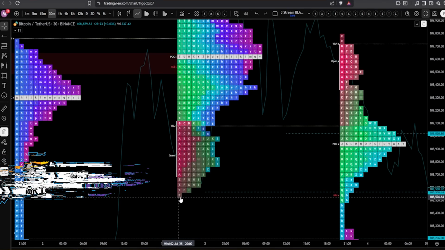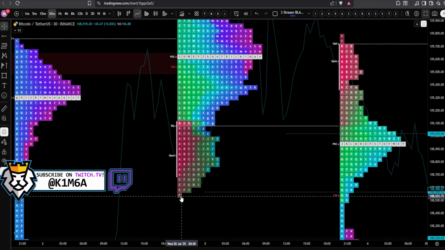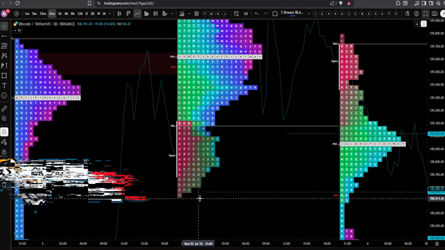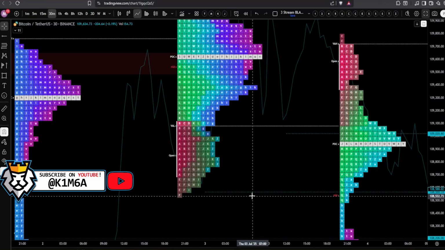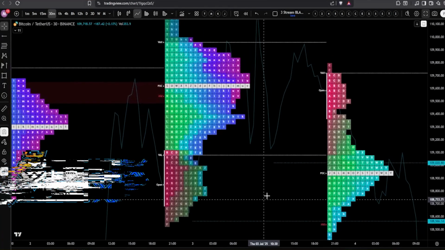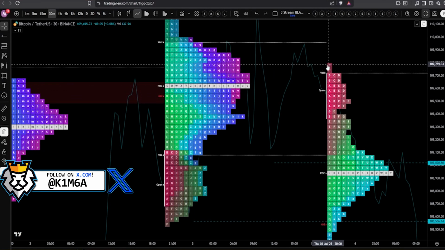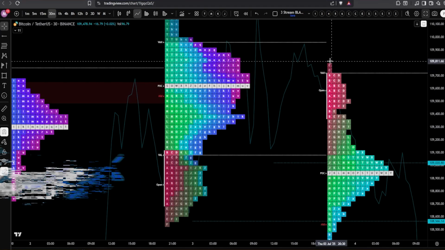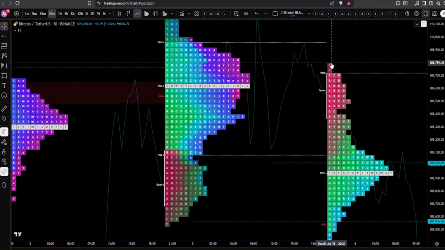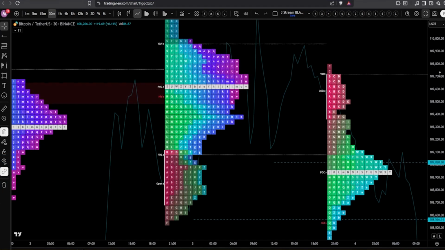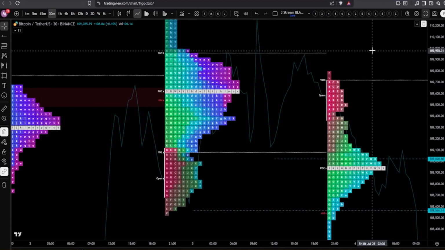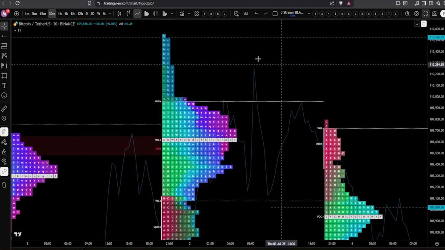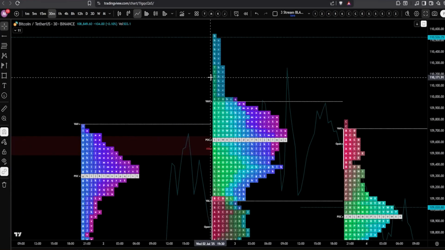Three TPOs, one TPO. That's your quote-unquote buying tail. It is not a good buying tail. You only have one. At least two is necessary to consider it a good high or low. If there's less, it is considered to be poor.